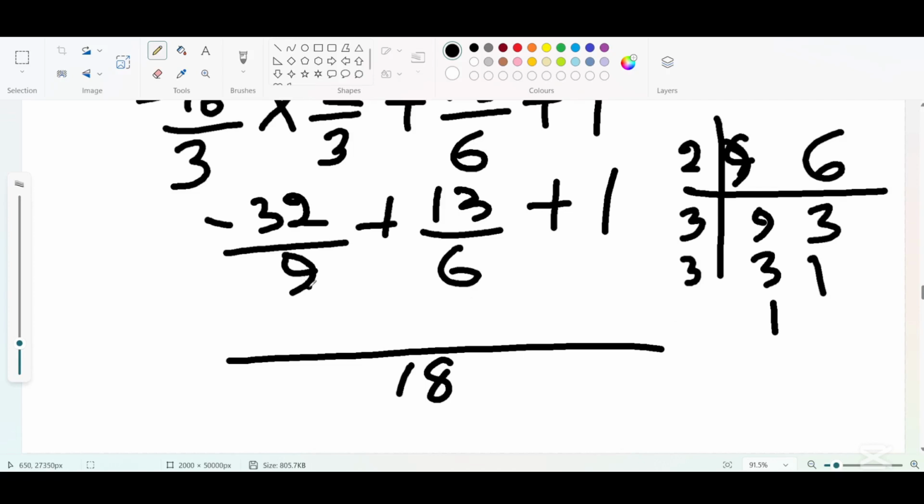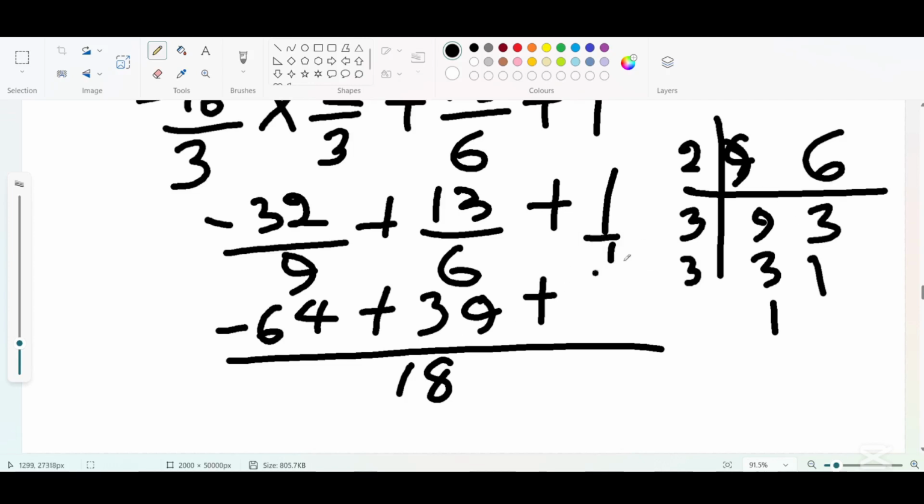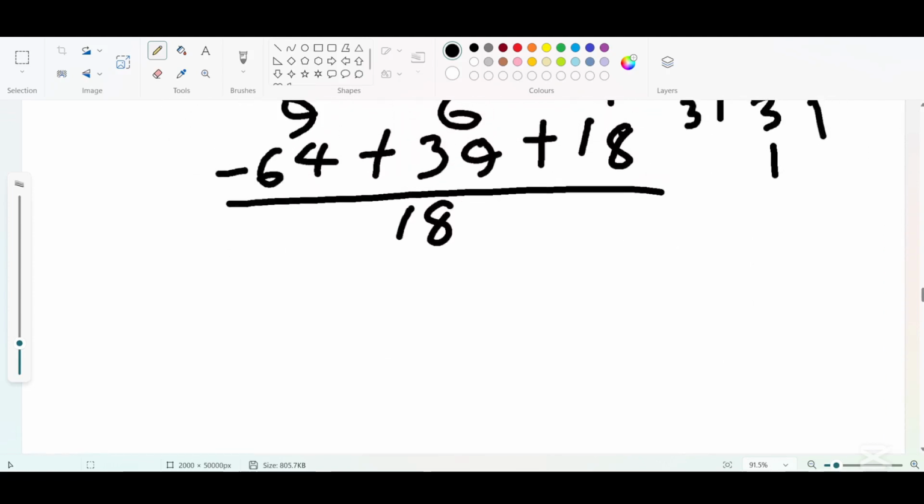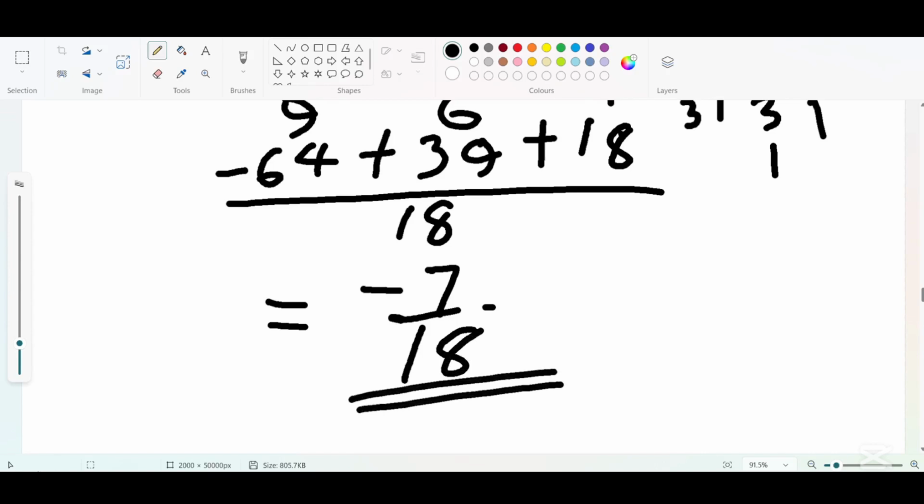So here, 18 divided by 9 is going to be 2, and 2 times 32 is going to be 64. Now 18 divided by 6 is going to be 3, and 3 times 13 is going to be 39, plus this is like 1 over 1. So when we say 18 over 1, it's going to be 18. 18 times 1, 18. Okay, so the final answer is going to be minus 7 all over 18. So which is the final answer. Okay, so we'll leave it here.